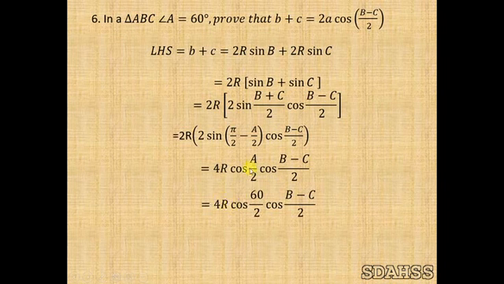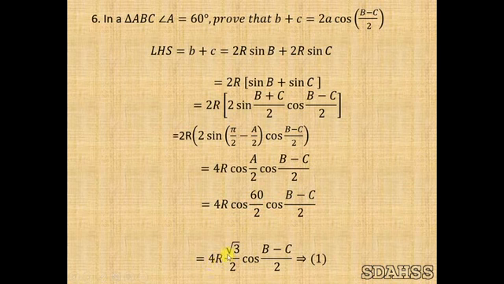4R cos, substitute angle A is equal to 60 degrees. In the place of A, substitute 60 degrees. 60 divided by 2, into cos (B minus C) by 2. Cancel the numerator and denominator by 2, so you have 30, cos 30. Cos 30 is root 3 by 2.